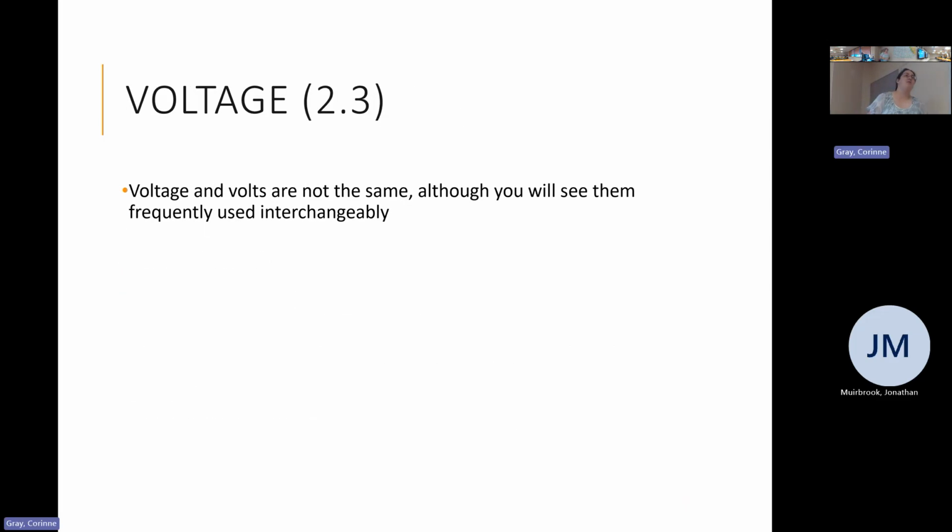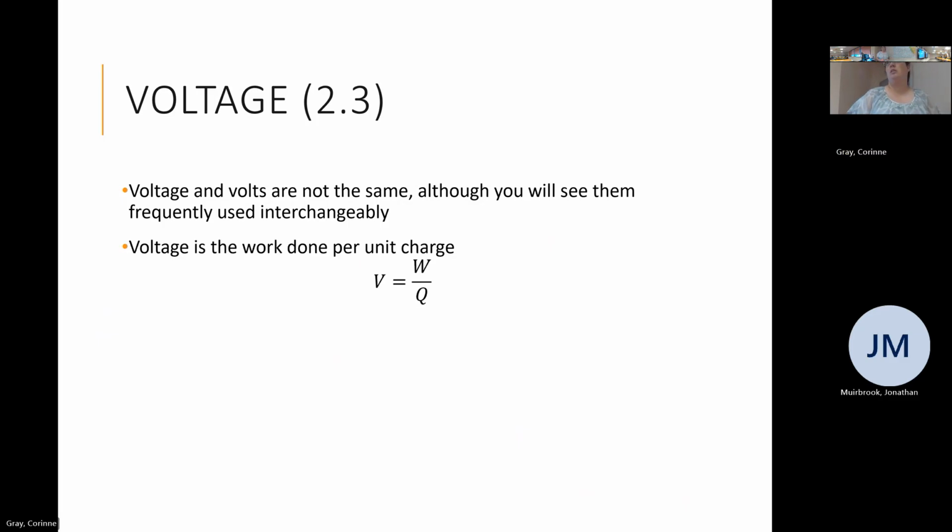Voltage. This is our first real big term. We are going to see this a lot. Voltage and volts, though, we would like to clarify, are technically two separate things in circuits and in physics. Voltage is defined as the work done per charge. Basically it's related to how hard or how easy it is to move an electron from one location to another. So that is what voltage is.